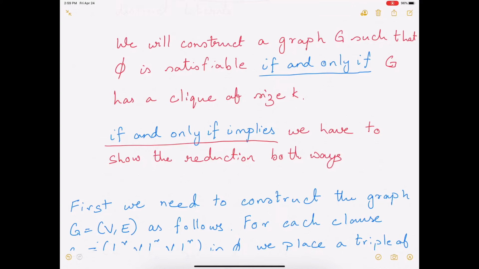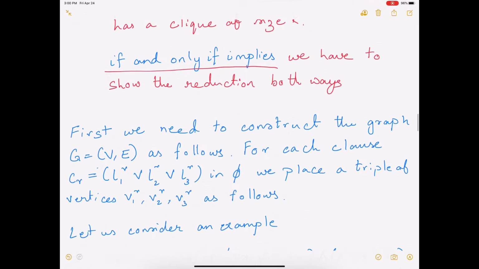Now we have to construct a graph G. What we have is a general instance of 3CNF-SAT. Now we have to construct an instance of CLIQUE, and we have to somehow map the instance of 3CNF-SAT to the CLIQUE. To do that, we first need to construct the graph. Constructing the graph is left to us. We can construct the graph the way we want to, because we are trying to prove this kind of mapping.